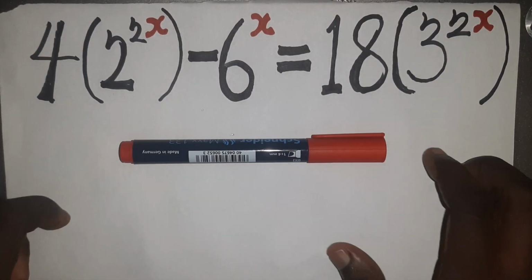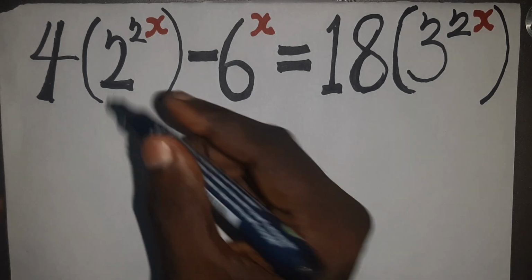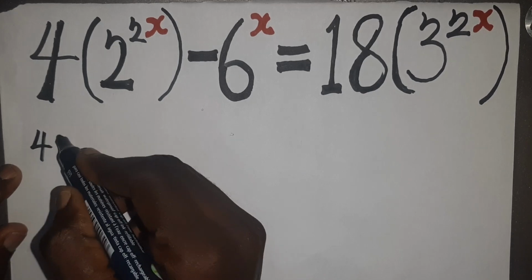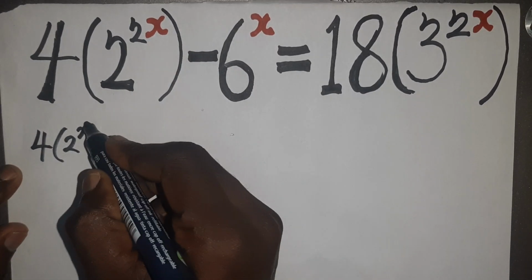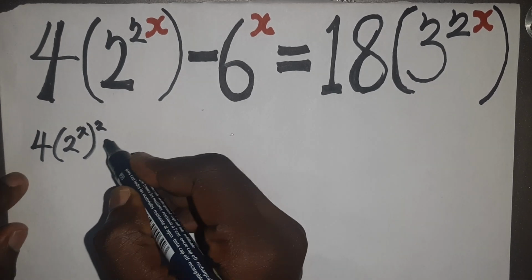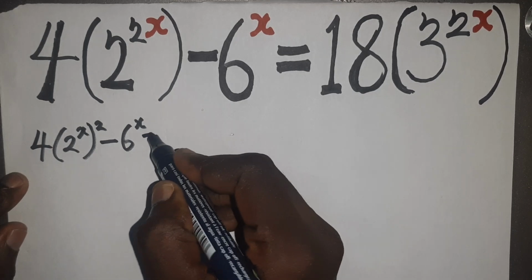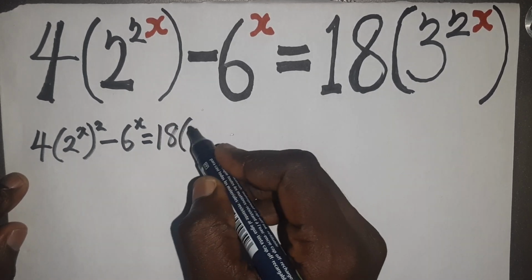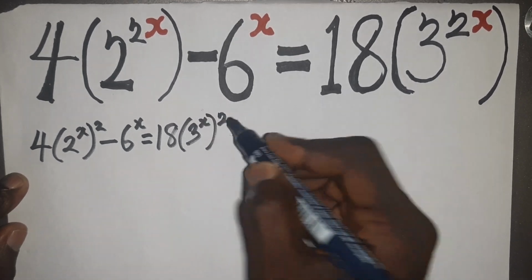So, okay, we can start by rewriting the equation. We could have it like 4 into 2x raised to the power 2 minus 6 raised to the power x equals 18, open bracket 3 raised to the power x raised to the power 2.